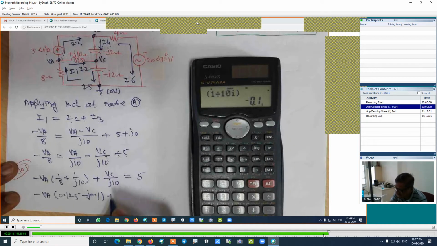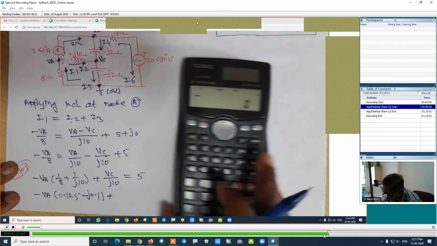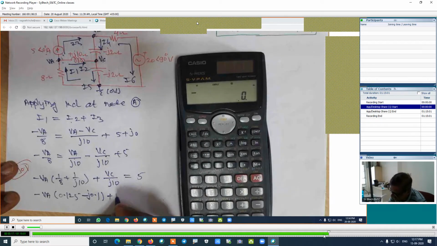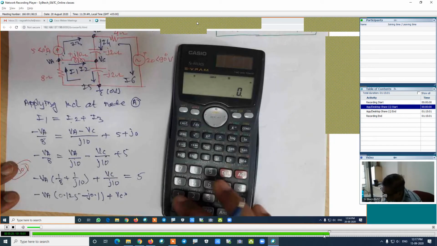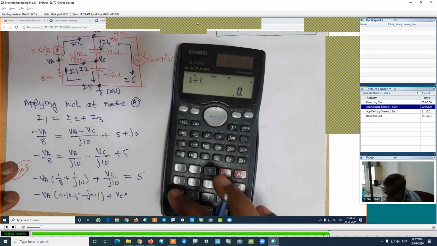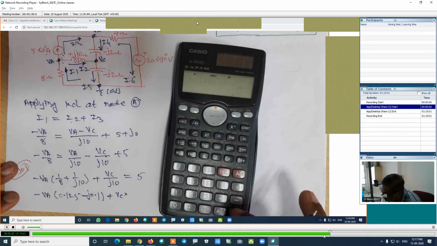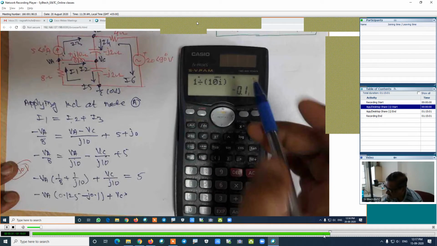Plus VC times 1 upon j10. Here it will be VC as it is. I will write this VC as it is into this 1 upon j10. How will be its value? This is 1 divided by bracket start j10, close the bracket, put the equal to sign. This is, look at this, minus 0.1 j.